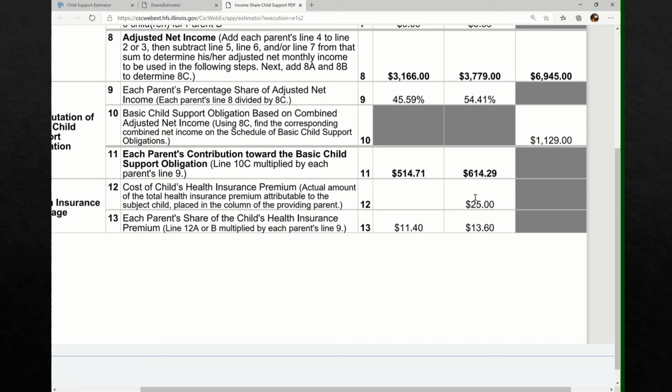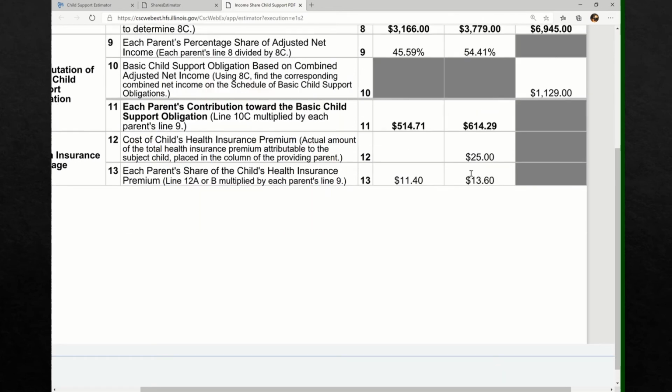So if we divide this in the same ratio as 45.59% and 54.41%, then your ex's responsibility of the $25 is $11.40, and your responsibility is $13.60. So you have paid $25, but your obligation is only $13. Therefore, you have overpaid by $11.40. And this amount will then be deducted from your obligation to arrive at your updated obligation. And we will see that down here.